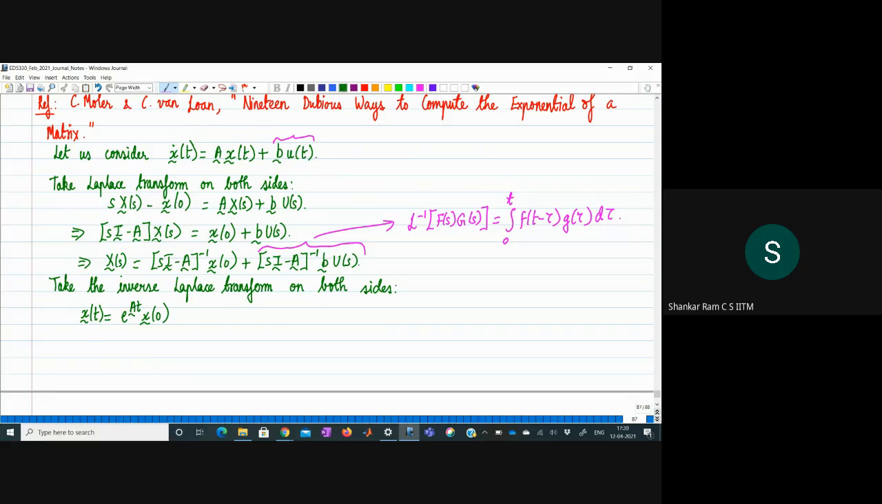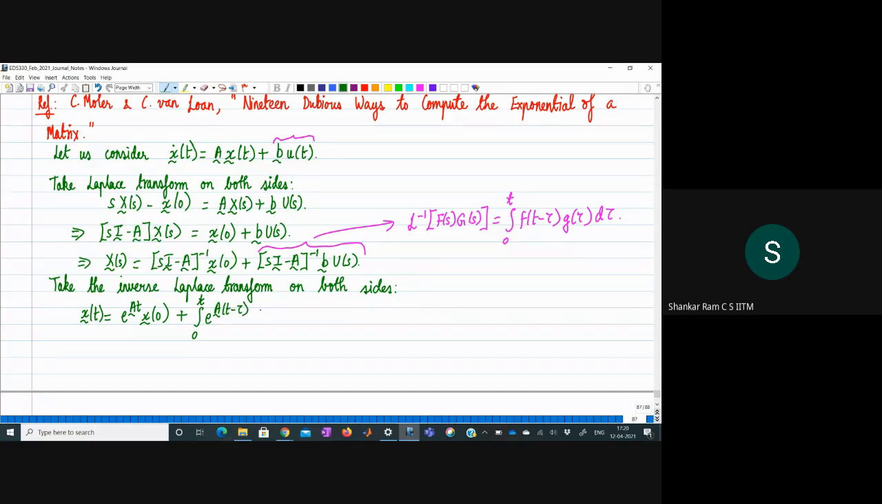If you use it here, in this case f of t is going to be e power At, because taking the Laplace of that will give us (sI minus A) inverse. So we'll have e power A(t minus tau).